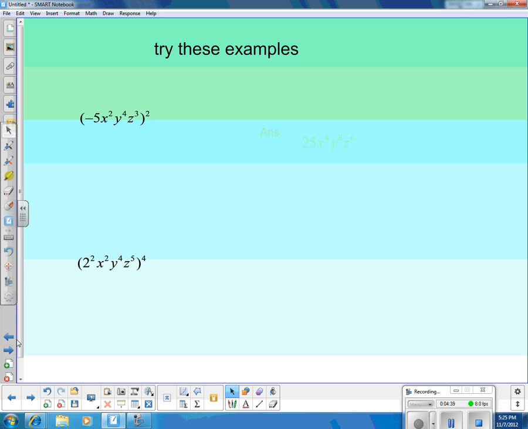Okay, I'm going to have you try these examples. I'll give you a few seconds and see if you can apply the power rule to these 2 examples. Start with the first one and we'll check your answer.